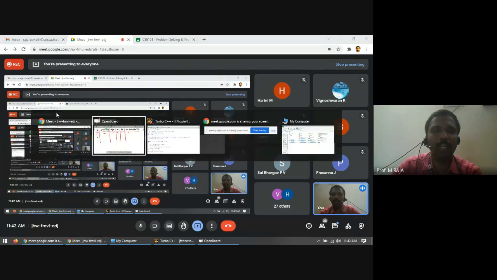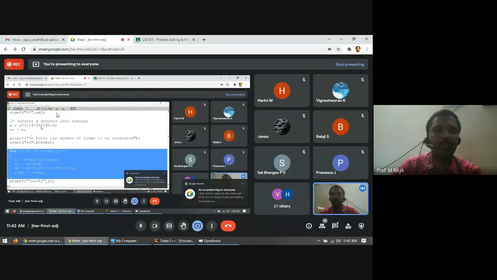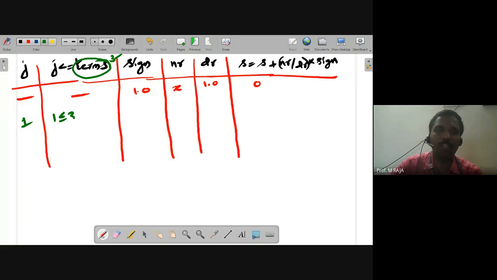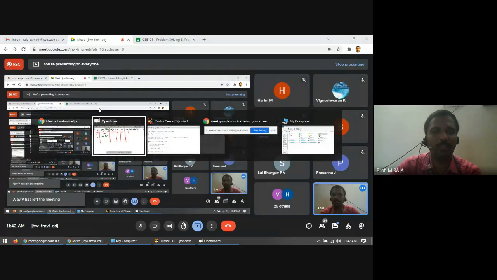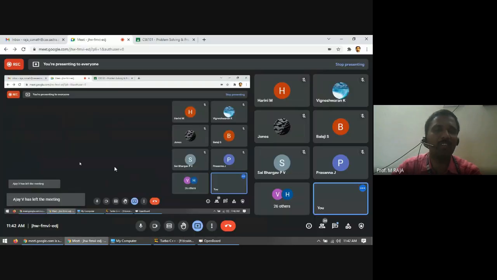Entry condition into the loop is j less than or equal to terms. j is 1, less than or equal to terms. Suppose terms is 3. 1 less than or equal to 3. Condition is true. Then sum is equal to sum plus numerator by denominator into sine. So evaluate this value first.